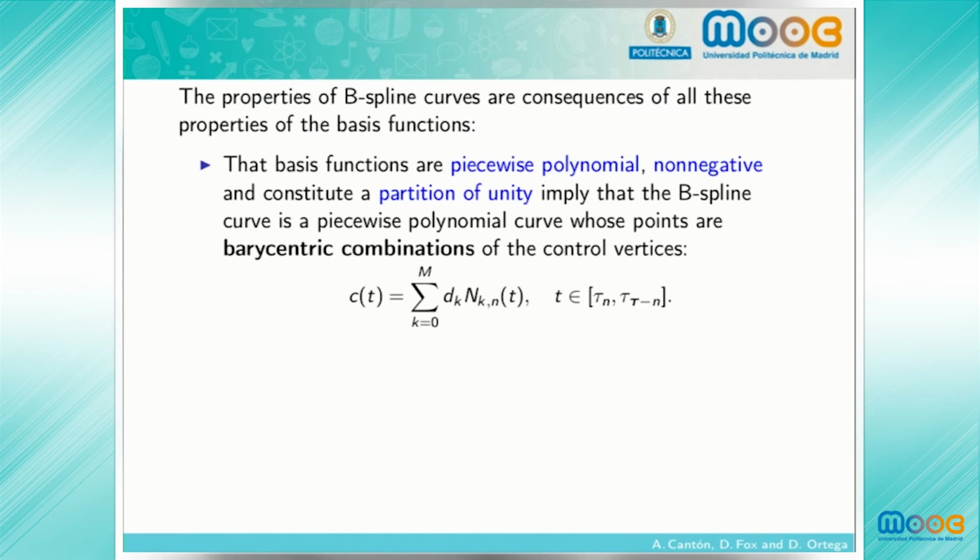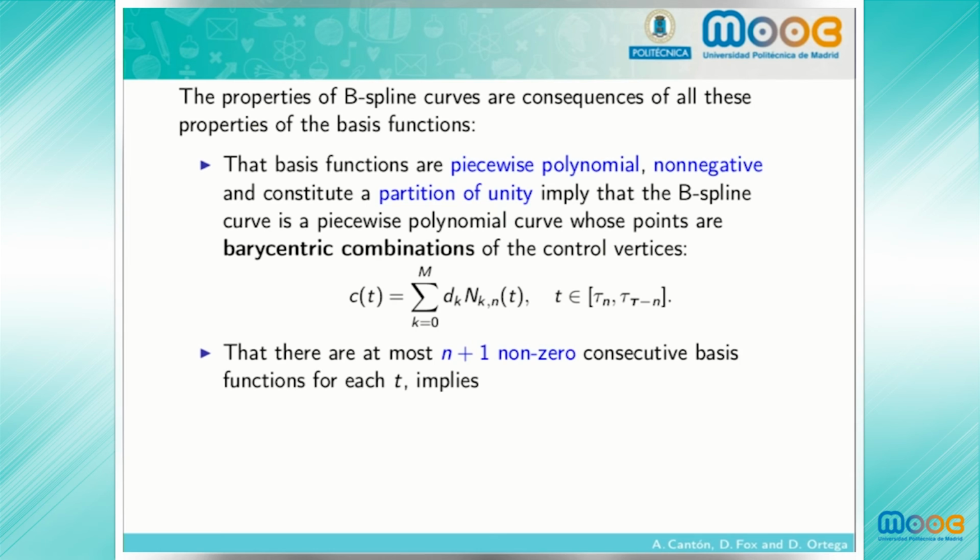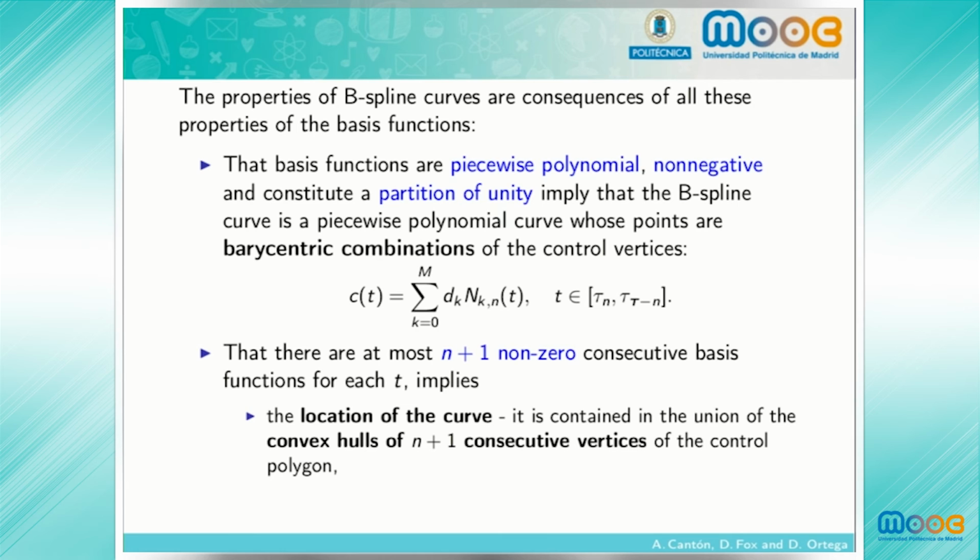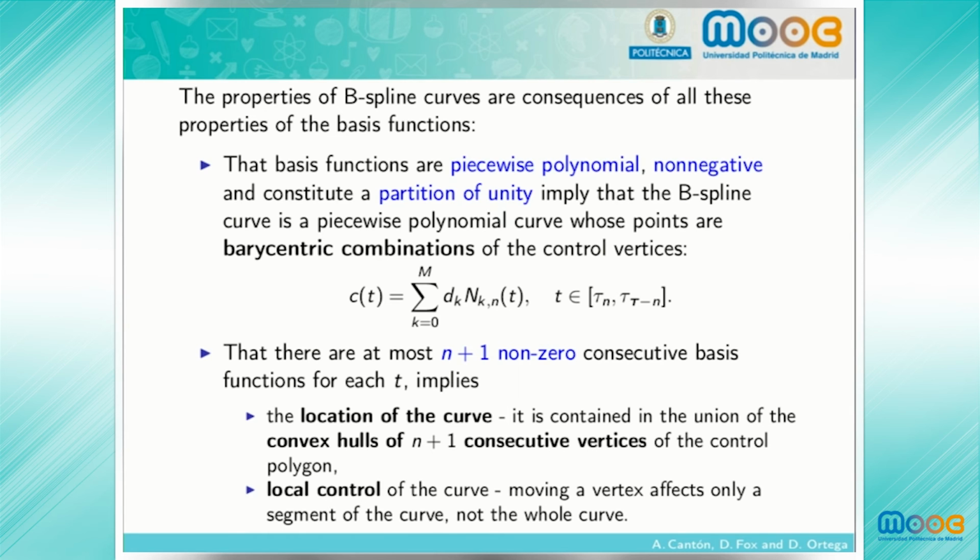The properties of B-spline curves are consequences of these properties of the basis functions. That basis functions are piecewise polynomial, non-negative, and constitute a partition of unity, imply that the B-spline curve is a piecewise polynomial curve, whose points are barycentric combinations of the control vertices. That there are at most n plus 1 non-zero consecutive basis functions for each t implies the location of the curve. It is contained in the union of the convex hulls of n plus 1 consecutive vertices of the control polygon, and local control of the curve. Moving a vertex affects only a segment of the curve, not the whole curve.